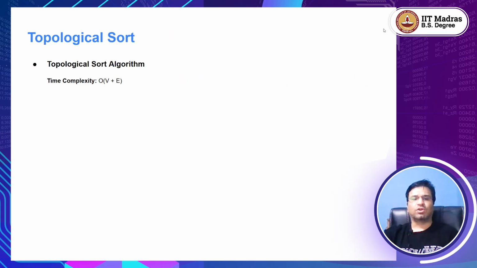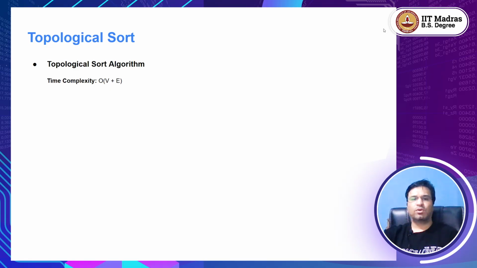Next is topological sort. The idea is, for a directed acyclic graph, a graph with directed edges and no cycle, topological sort produces a linear ordering of its vertices such that for every directed edge u to v, vertex u comes before v in the ordering. Think of task dependency. For example, task A must complete before task B. The time complexity for this algorithm is O(V + E).